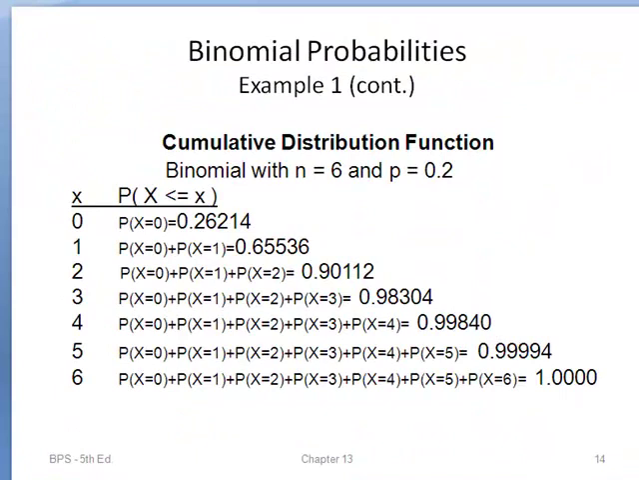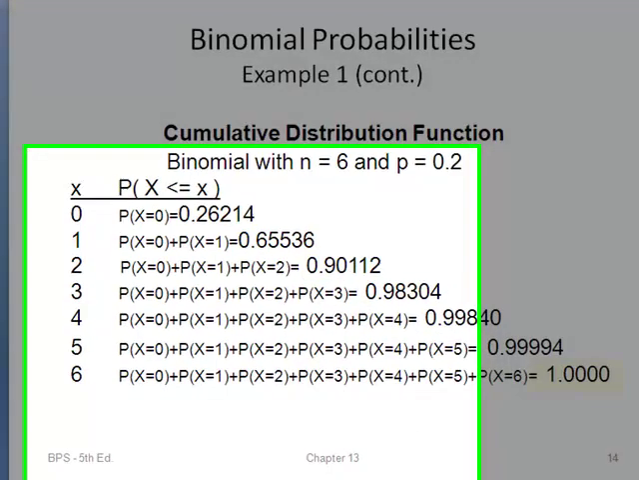So let's take a look at this closer. Now the numbers that you see here, 0.2621, 0.65536, 0.90112, 0.98304, 0.99840, 0.9994, and 1.0000, those are all what we got from the distribution function, the CDF, that we used in Minitab.